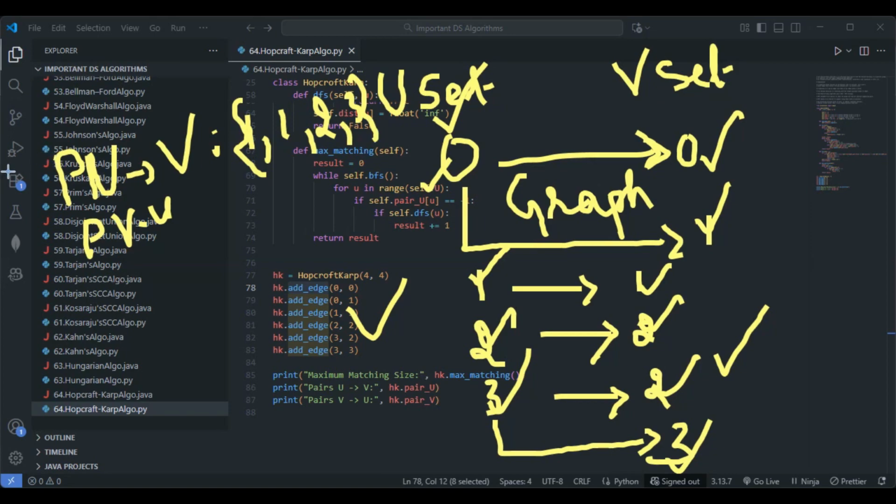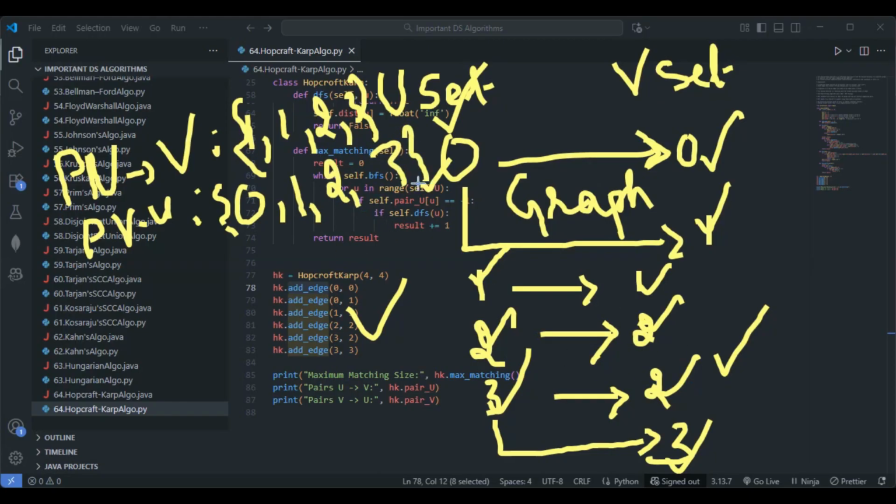From pair V to U, we consider V to U. So this one is 0, then we can consider 1 as well. Next we can consider 2, V to U. Then we can consider 3 as well.